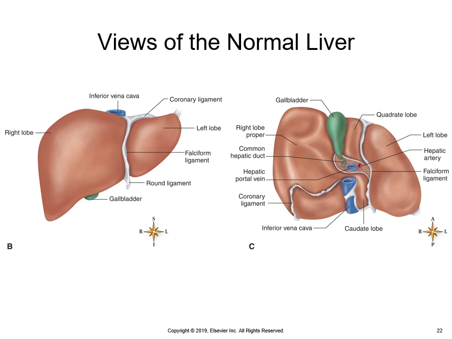We can also see the inferior vena cava. We could somewhat see it in the anterior view, but now we can see it better with the inferior view. And it passes posteriorly, of course, collecting that deoxygenated blood from the liver.